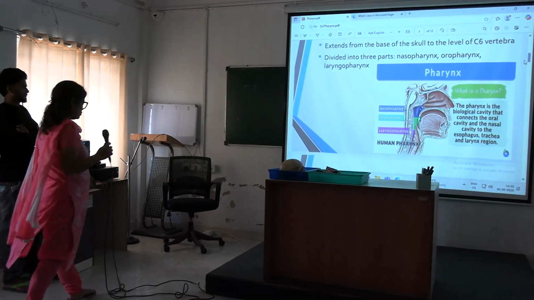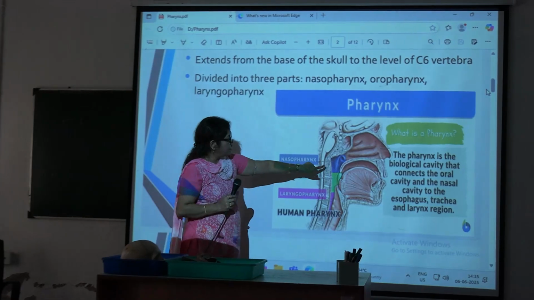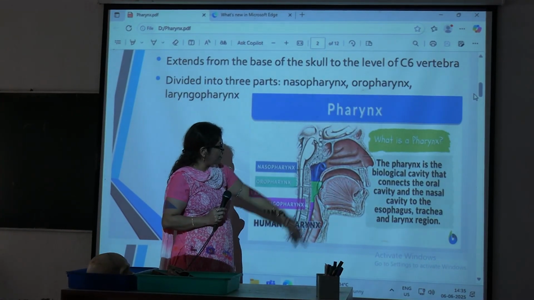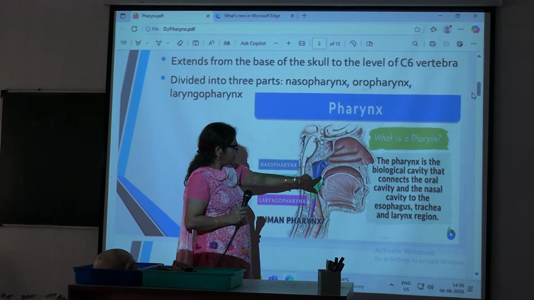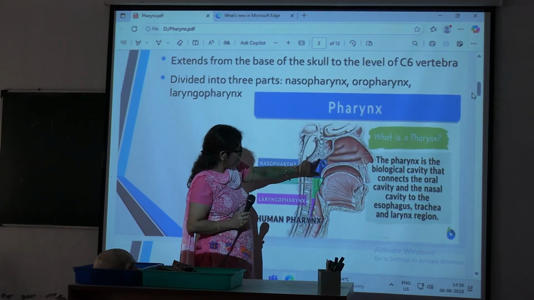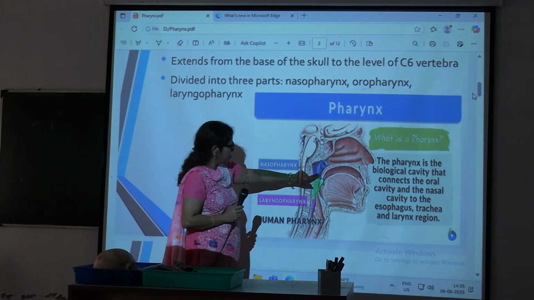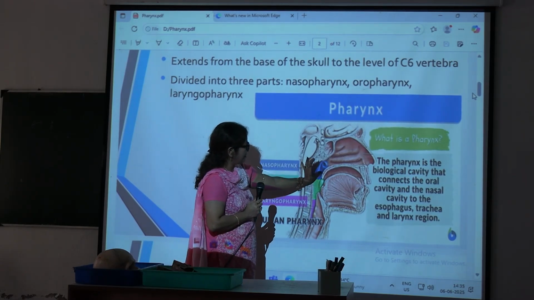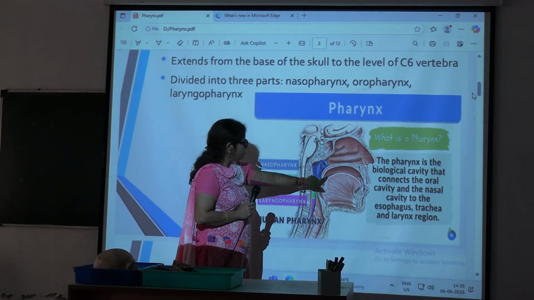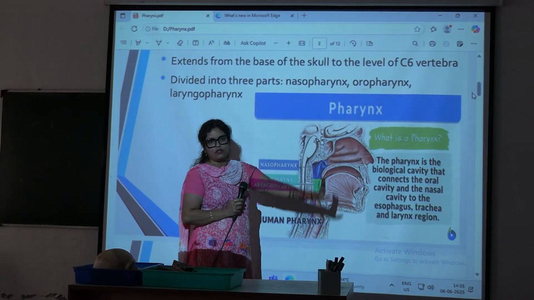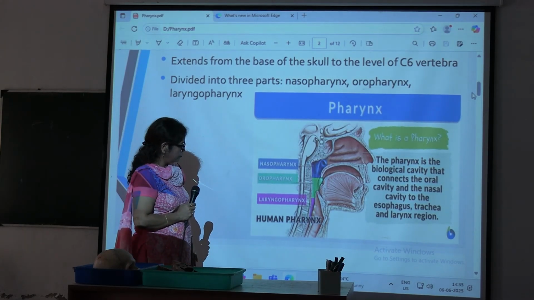Now I will show you the function of the soft palate. What is the function of the soft palate? When we swallow something, it contracts. There is a muscle known as levator veli palatini, which contracts and brings the palate upwards, and that will close this nasopharyngeal opening. So food will be prevented from entering into the nose. That is the function of the soft palate. Now next slide.